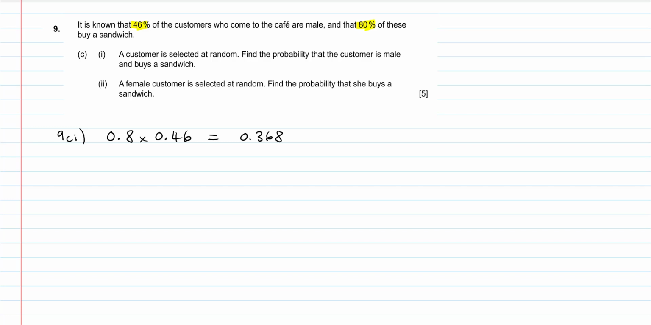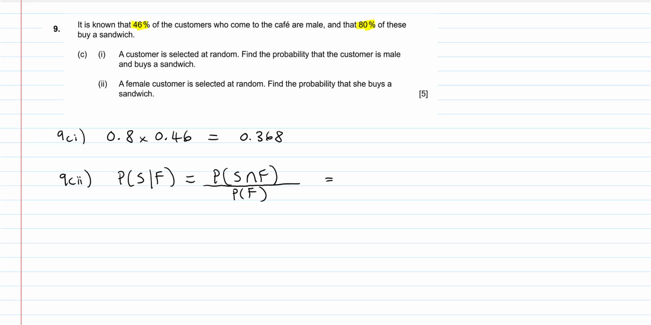For part 2, a female customer is selected at random and we want to find the probability that she buys a sandwich. So this is an example of a conditional probability question because we are given that the customer is female. So we want to find the probability that the customer purchases a sandwich given that they're female. That's going to be equal to the probability that they buy a sandwich and are also female, over our given part, which is the probability that they are female.